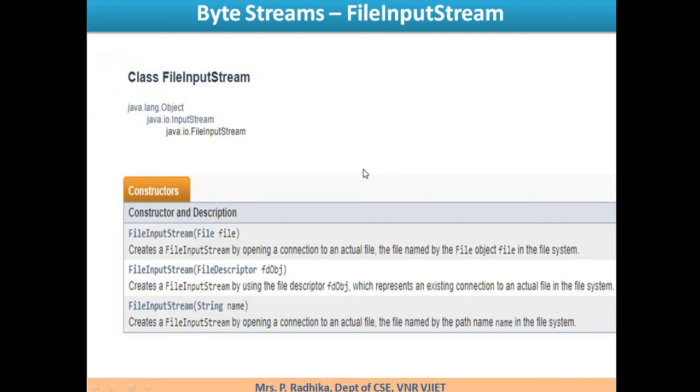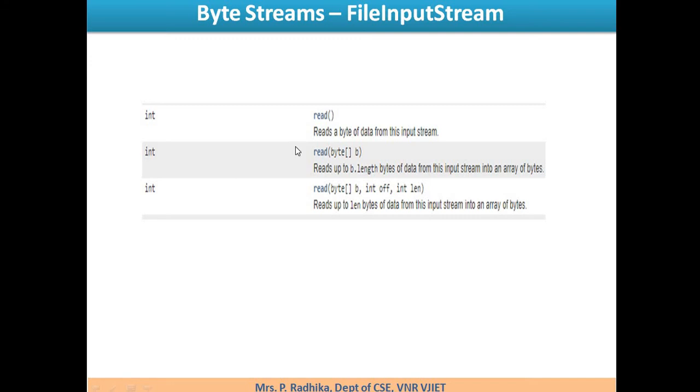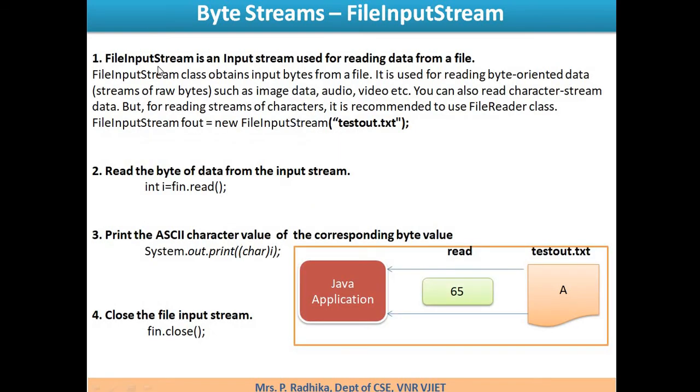Next, we'll see about FileInputStream. FileInputStream is extended from the parent class InputStream, which is again extended from the parent class Object. And now these are the various constructors available in FileInputStream. And next, we'll see the methods. The methods available are the read method, which has 3 different signatures. Let's see a simple example where, from the file through a Java application, we are reading this value.